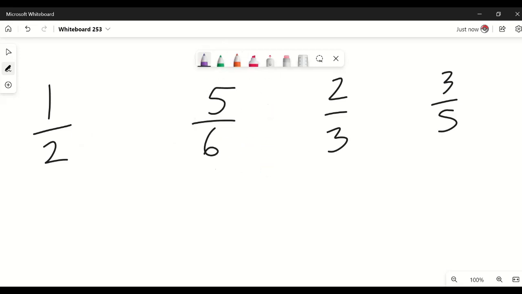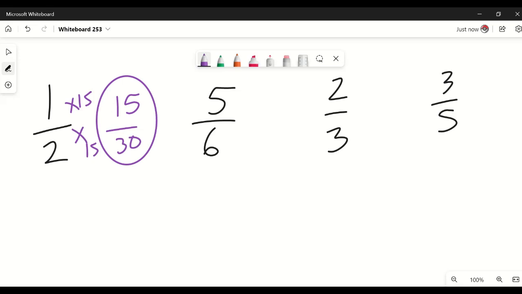Now, for 2 to become 30, I'm going to need to multiply it by 15, which means the numerator will also be multiplied by 15. 1 times 15 will be 15. So my new fraction is 15 out of 30 for this one.